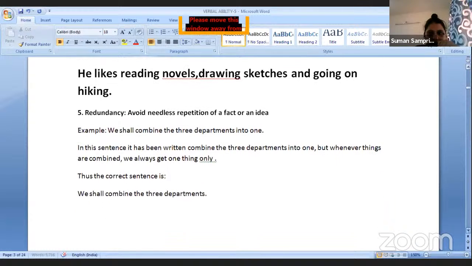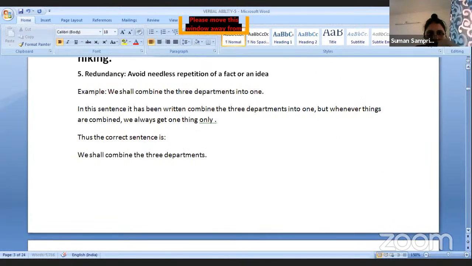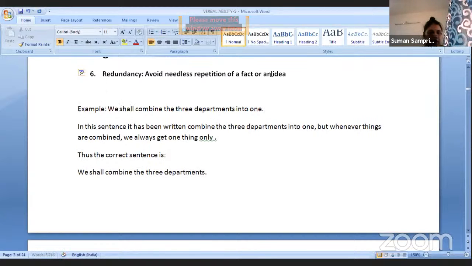Going for the next one, redundancy. What is redundancy? Redundancy means avoid a needless repetition of a fact or an idea. We normally write so many redundant sentences. To name a few, we write it like this: I retyped the script again. Find out the error.